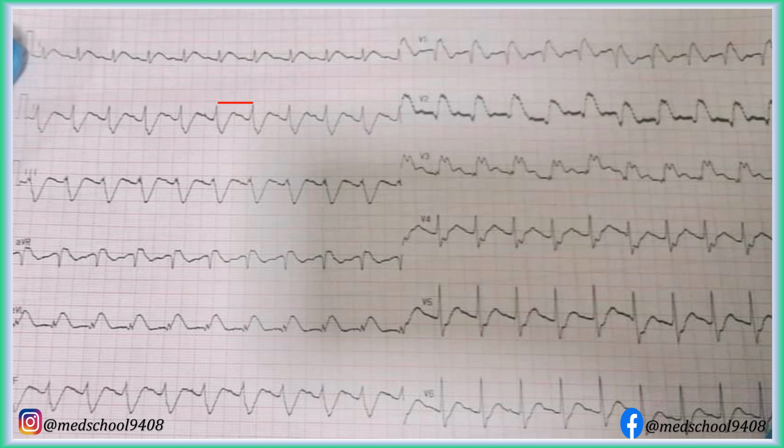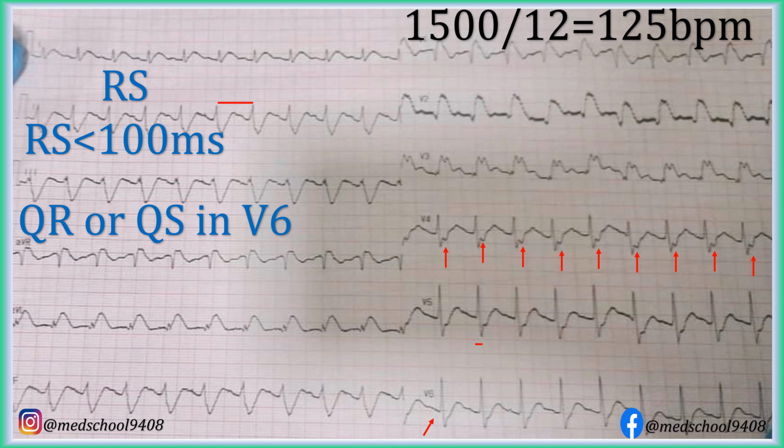Inverted P waves are present in lead V4, but there is constant relation between P waves and QRS complexes. Hence, there is no AV dissociation. So, these ECG features are consistent with antidromic AVRT rather than ventricular tachycardia.